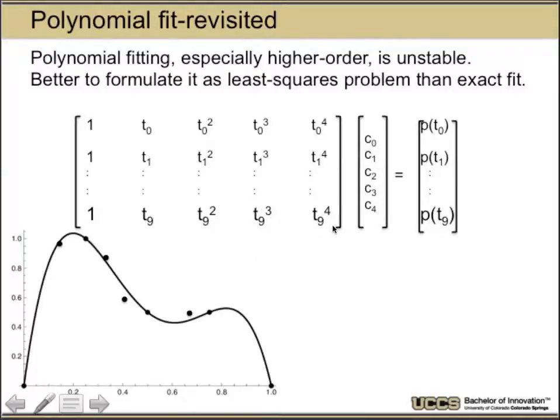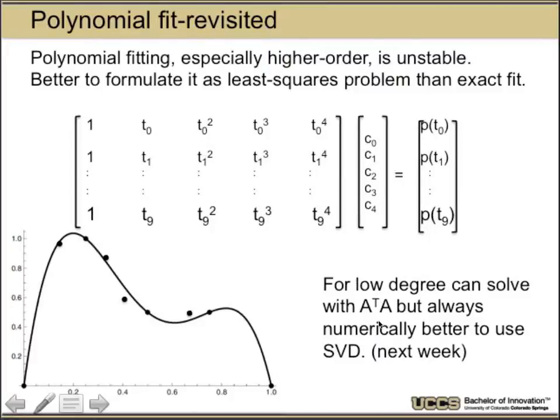And now, of course, I can solve for this by doing A transpose A and solving for my coefficients. And at 4, if this data is reasonably well behaved, you might still be able to do this. Numerically, it'll be better to use SVD. But again, I just want to show this is how we deal with larger problems.